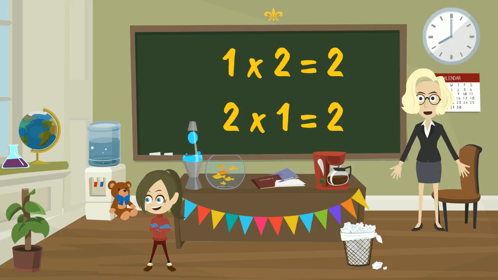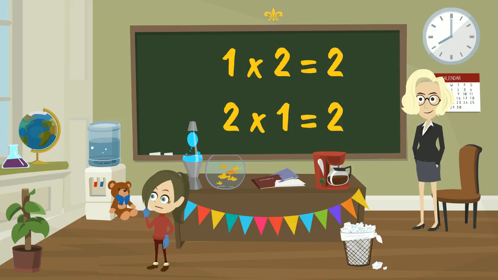Well done, Chloe. Can you explain it to us more clearly? Yes ma'am. You see, whether I say that every day Luke takes 2 vitamins or Luke takes 2 vitamins every day, I am saying the same thing. I am talking about 1 day and 2 vitamins. Whichever order I use, the answer is still 2 vitamins. So 1 times 2 equals 2 and 2 times 1 equals 2.